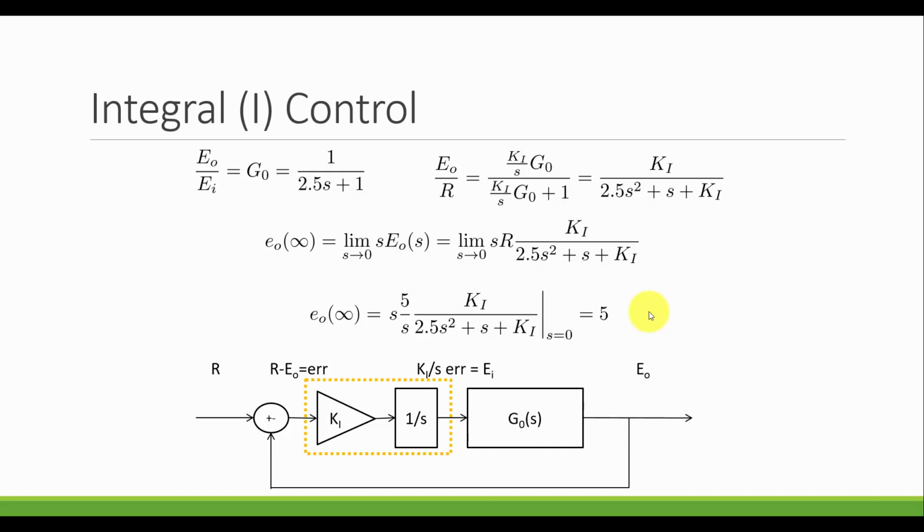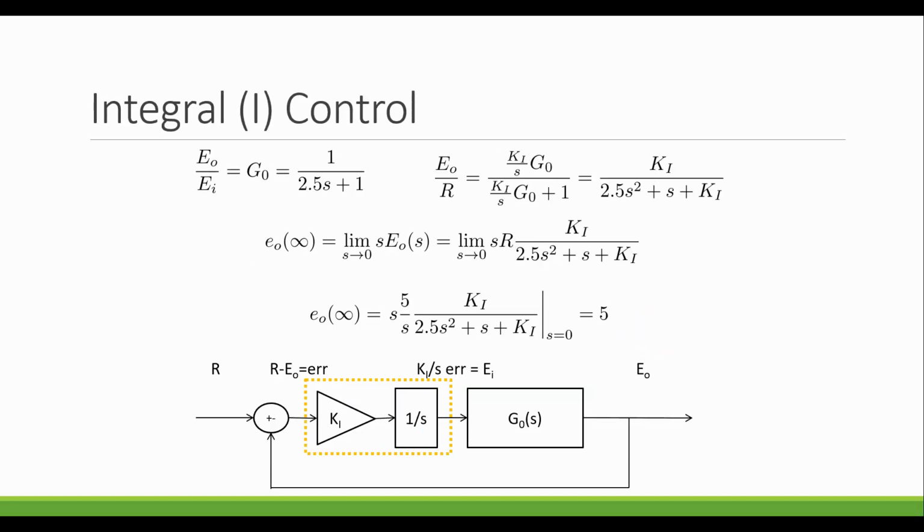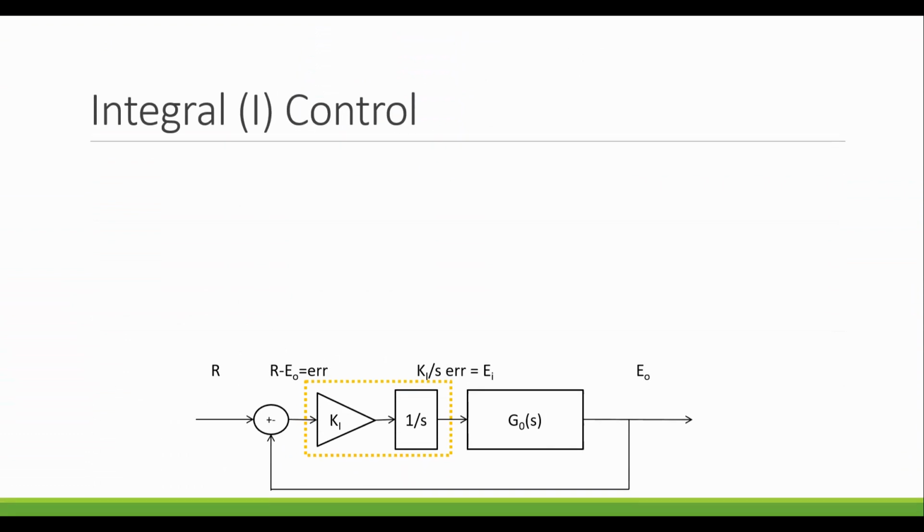So let's note, how is this different than when we were just using the proportional controller? Previously we saw that it was dependent on the value of the gain that we chose. Going back to the proportional controller, it was 5k over 1 plus k. It depended on what k we chose. For the integral controller, we don't have that. It's always 5. It doesn't matter what Ki we choose, it's eventually going to get to 5 volts. Now the Ki does influence how it gets to that 5 volts, which we can look at now.